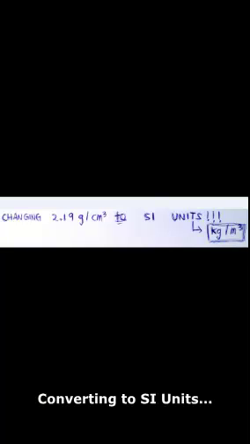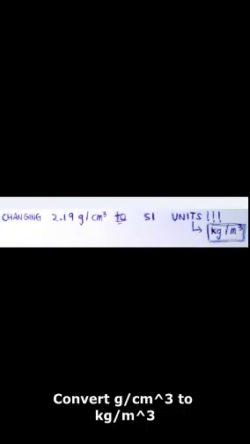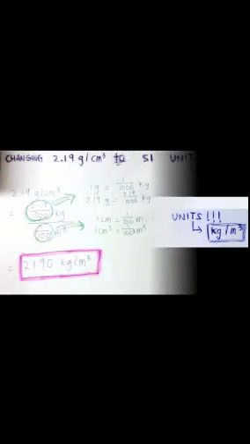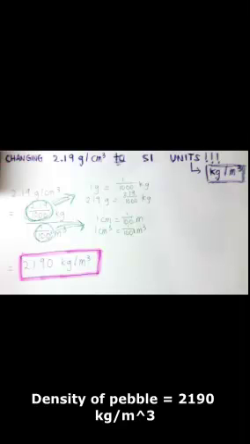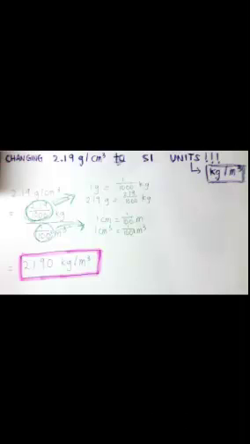To convert the density to SI units, we will have to convert 2.19 grams per cm³ into kilograms per meter cube. And the answer is 2,190 kilograms per meter cube.